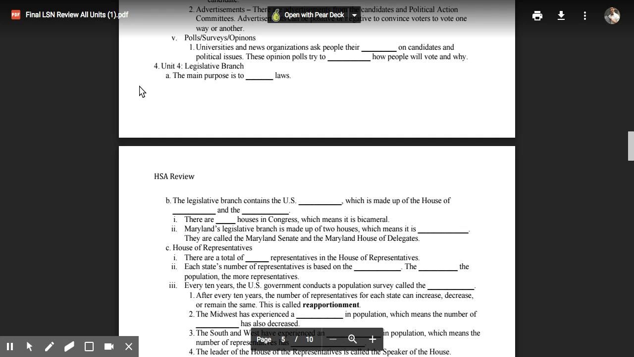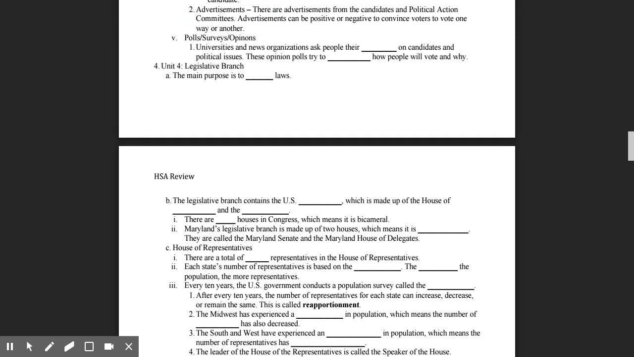Unit 4, the legislative branch. The main purpose of the legislative branch is to create or write laws. The legislative branch contains the U.S. Congress, which is made up of the House of Representatives and the Senate. There are two houses in Congress, which means it is bicameral.